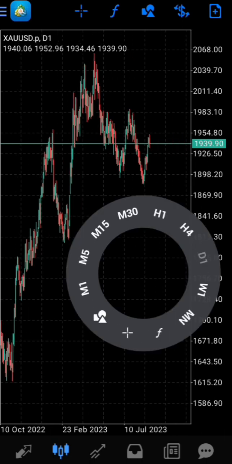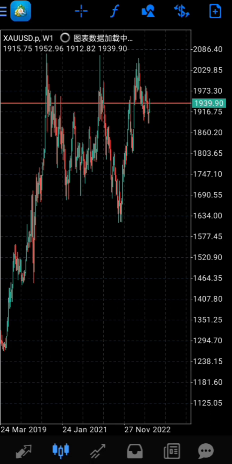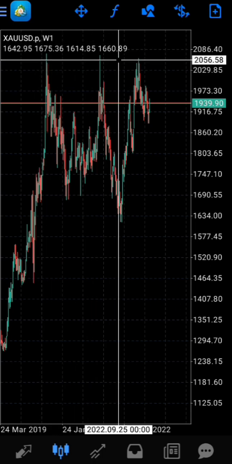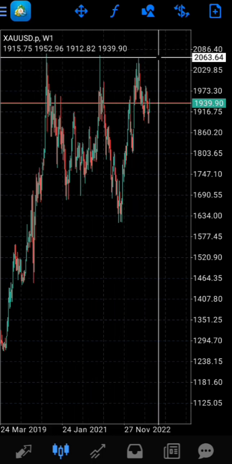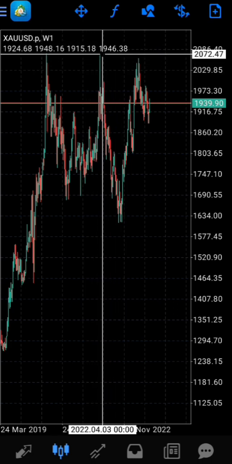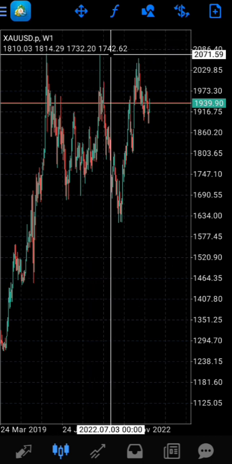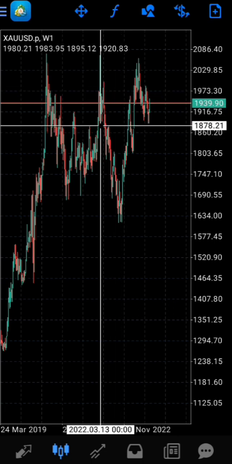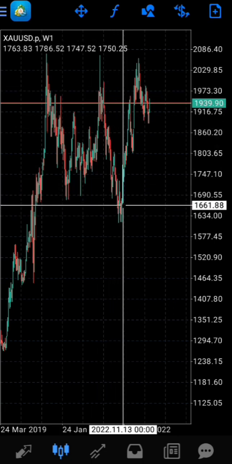Let's start from weekly. So in the weekly chart, what can we observe? First of all, we see a triple top. What does this mean? A triple top means the price failed to break up to form a higher high twice. The second thing we can observe is that the price does break down to a lower low.